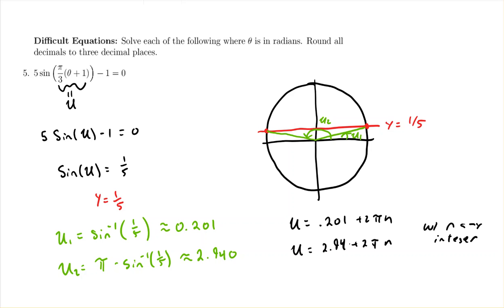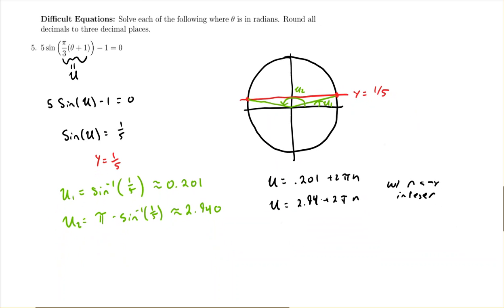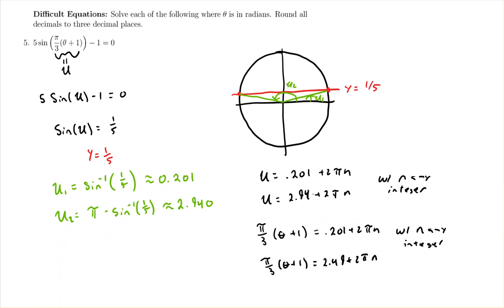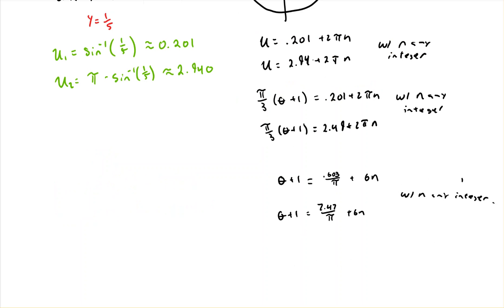But we made a substitution at the beginning. We don't want to solve for u. We want to solve for theta. So what this equation can be rewritten to say is the following. I've just replaced u with that pi over 3 times theta plus 1. Now we can solve both of these equations for theta. To begin with, you can multiply both sides by 3 over pi to get rid of that fraction. So we'd end up with the following.